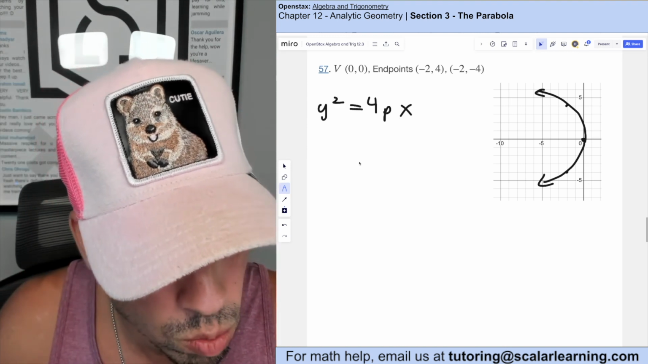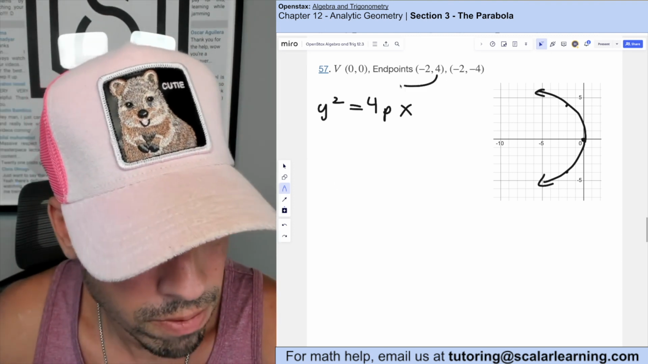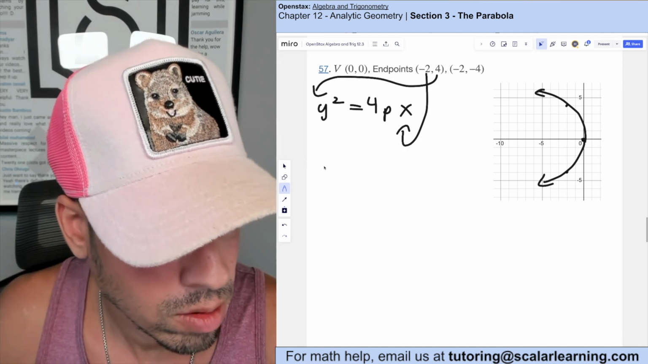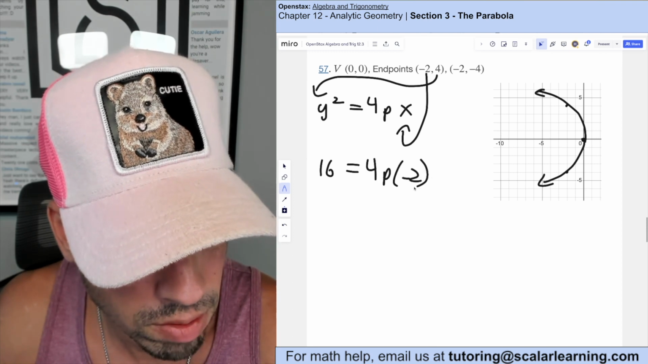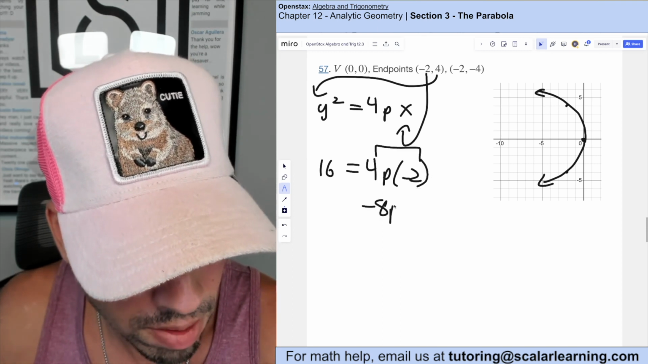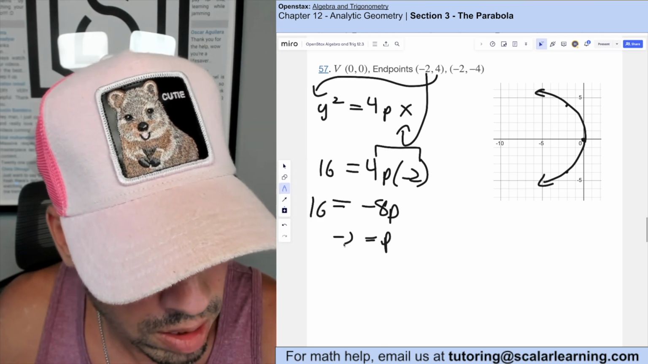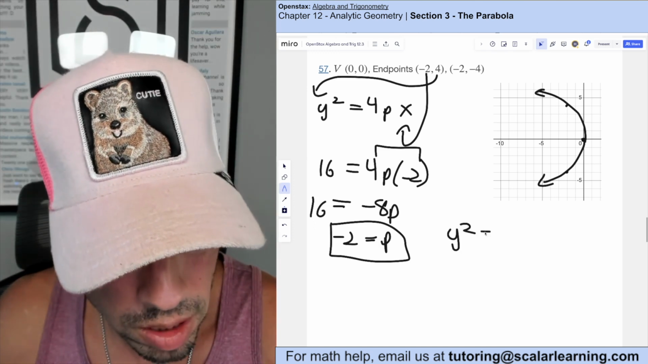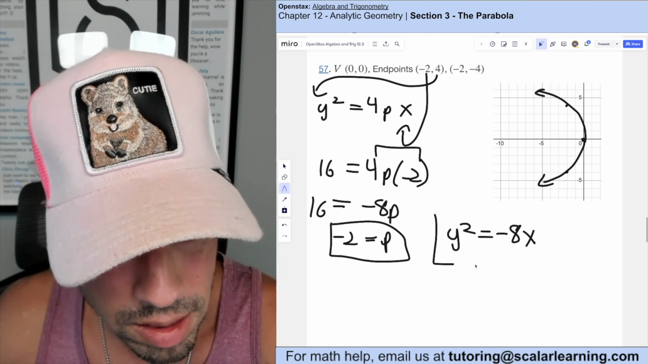So now the question is, what is p? Well, one of the nice things I can do is plug in either of these coordinates, right? 4 for y, -2 for x. And we get 4 squared is 16 equals 4 times p times -2. This becomes -8p equals 16. Divide by -8, p equals -2. Okay, so then I plug it back in here, and I get y squared equals 4 times -2, which is -8 x. That's how you do it.